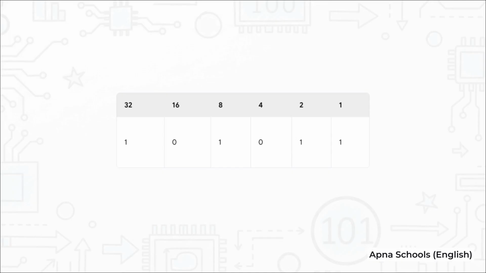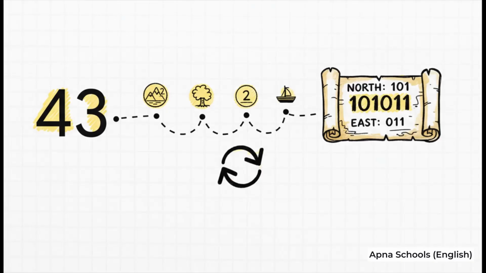Does 4 fit into 3? Nope, too big, so that gets a 0. How about 2? Yep, 2 fits, so a 1 goes there. And we're left with just 1, which of course fits, so it gets the last one. And look at that, we just built the number 43 by using a 32, an 8, a 2, and a 1. The binary code is just the recipe we used, 101011. It's so cool how the same exact key unlocks this puzzle from both directions.